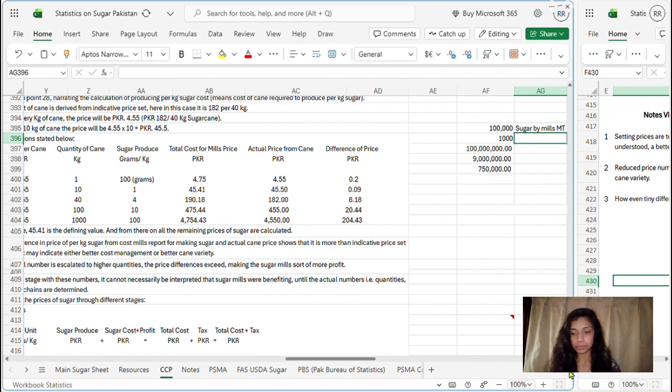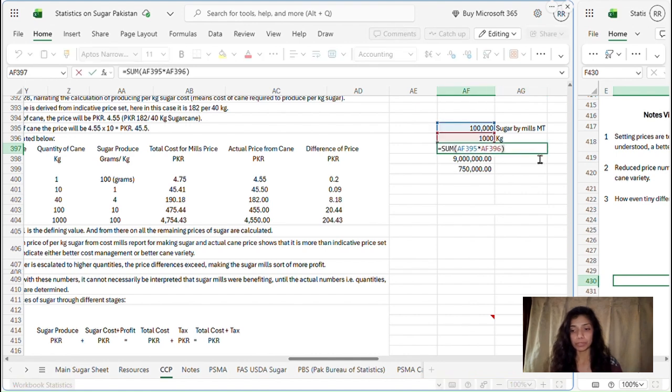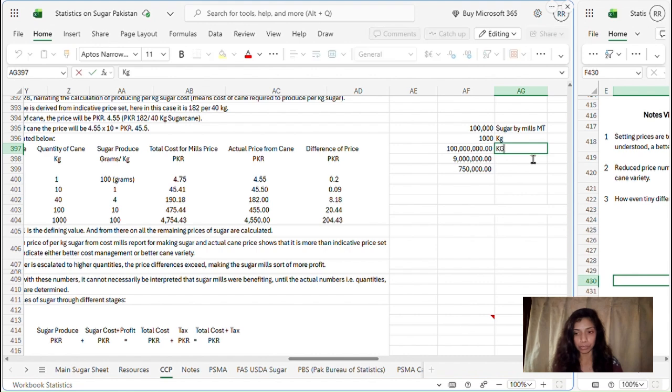This is the sugar produced by mills in metric tons, 100,000. When we multiply it with kg, because metric tons multiplied by kg gives the total amount of kgs, that is going to be 100,000 metric tons. So if we multiply them both here, this is the formula. We multiply both these cells and we get 100 million. That is going to be kgs of sugar being produced by the mill.